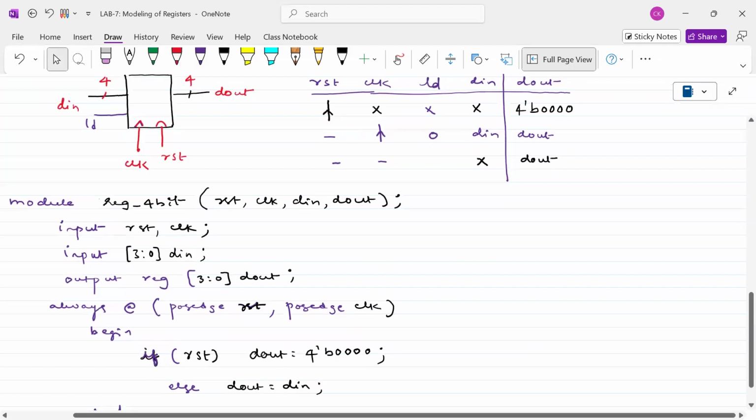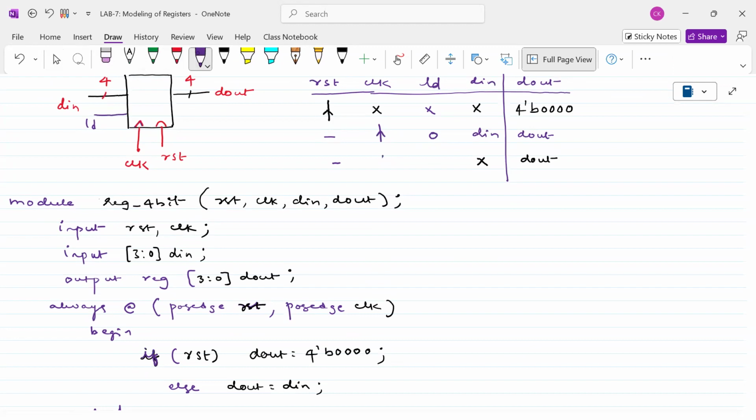So therefore, the question is, if the clock is there and the load signal also must be 1, then the output should be DIN. For other cases, if the load signal is not there, irrespective of whatever it is, then it should be DOut, the previous value.